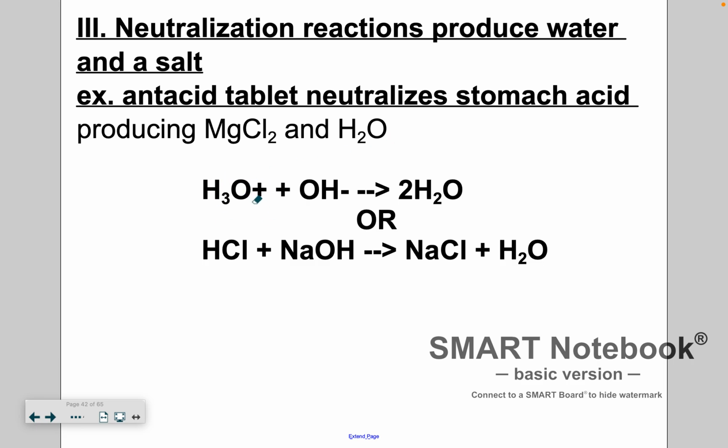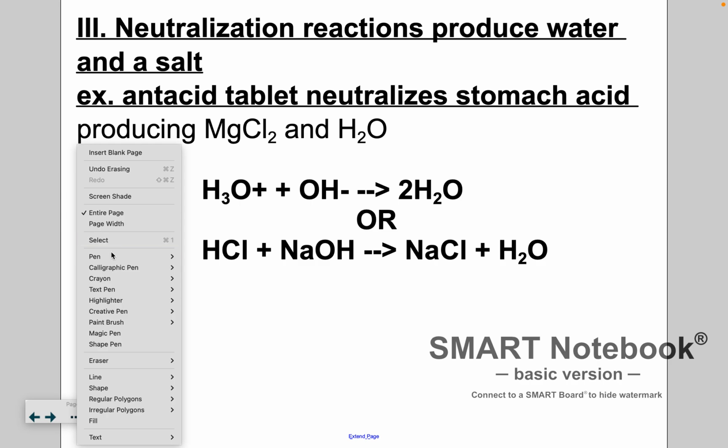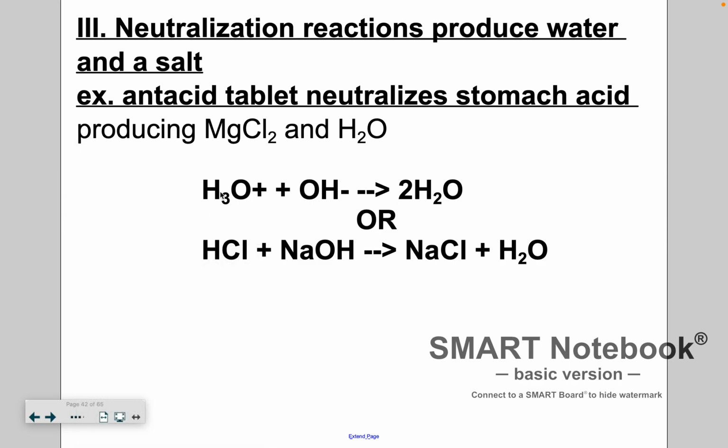Or if you take a look at this example right here, H3O, which is a hydronium ion, combined with a hydroxide ion, yields water. Now there's no salt produced here. You just end up with two molecules of water, and hopefully you can see that this H gets transferred to here. So now I'm just left with H2O because it's lost an H.